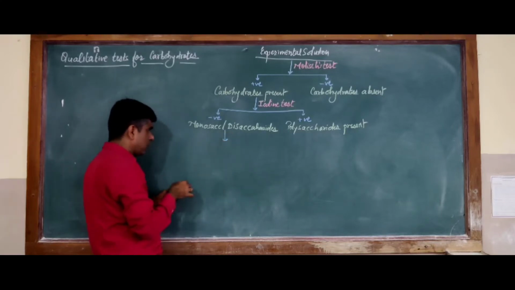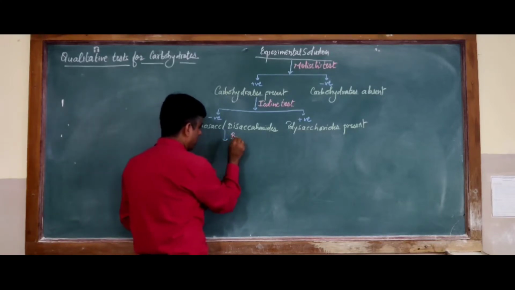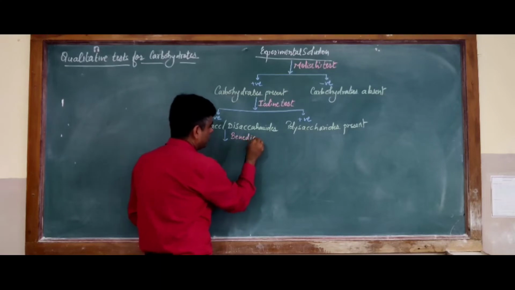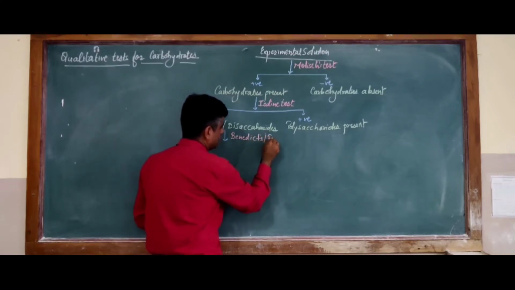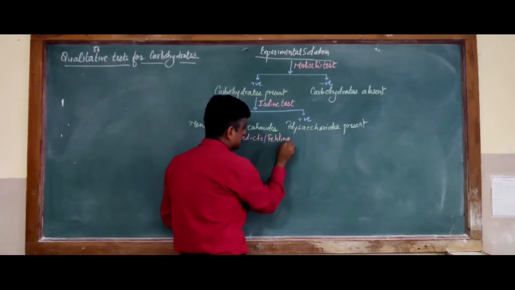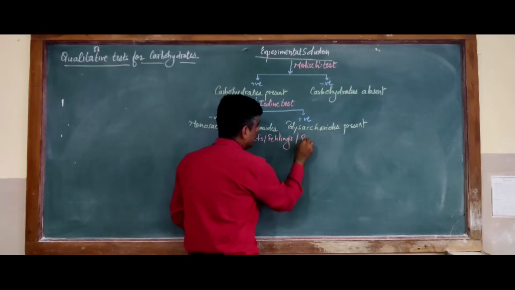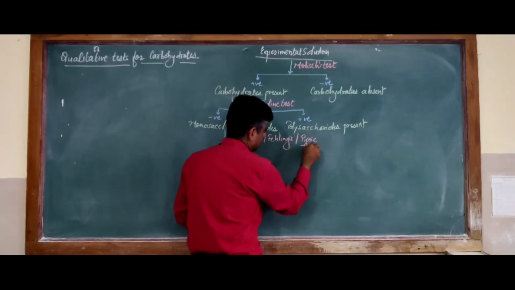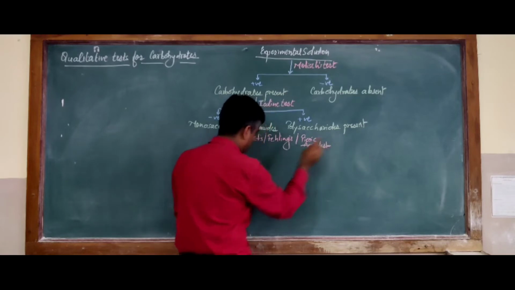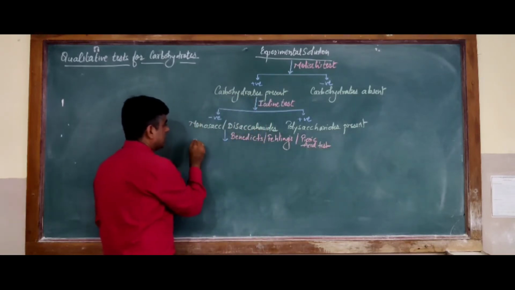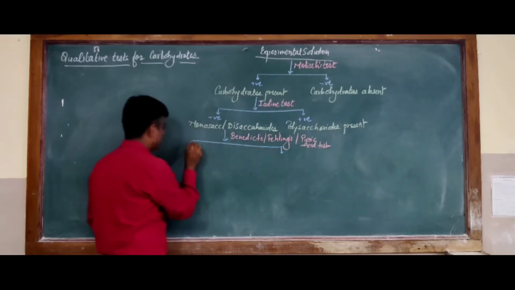Like you go for the Benedict's test, you have many options here. You go for either Benedict's test, Fehling's test, or the picric acid test, any one of these. All of these will help you to differentiate between the reducing and the non-reducing sugar.